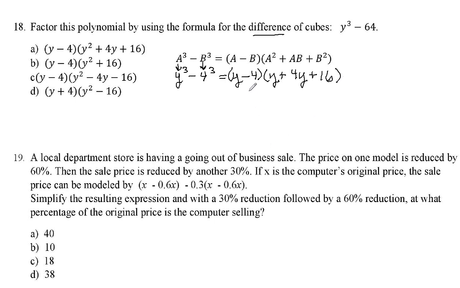Okay, so y minus 4, whoops, this should be y squared. y squared plus 4y, because a is y, and a gets squared, so y squared. y squared plus 4y plus 16. So notice it's 2 terms times 3 terms, so these guys are out. And then these both start out y minus 4, but this is plus plus, this is minus minus. We want plus plus, okay, which is choice C.